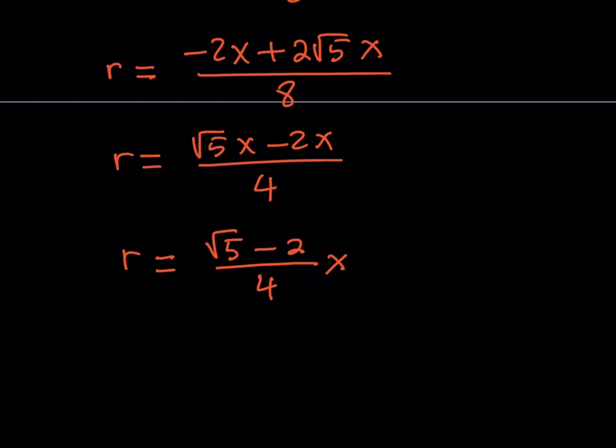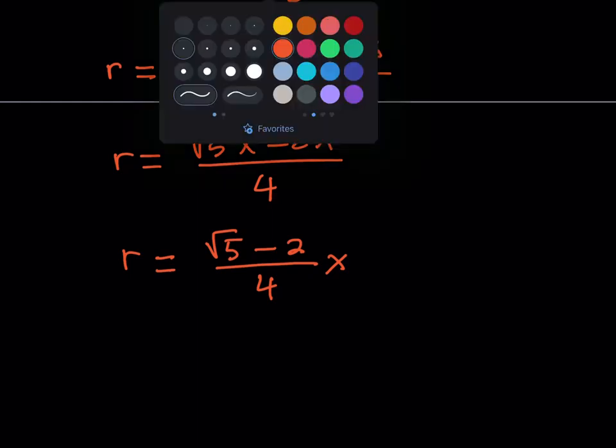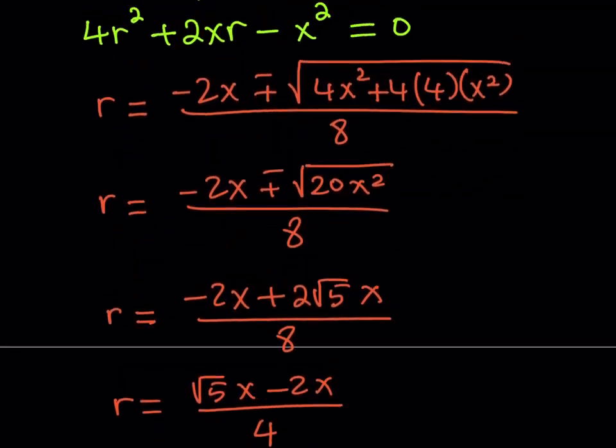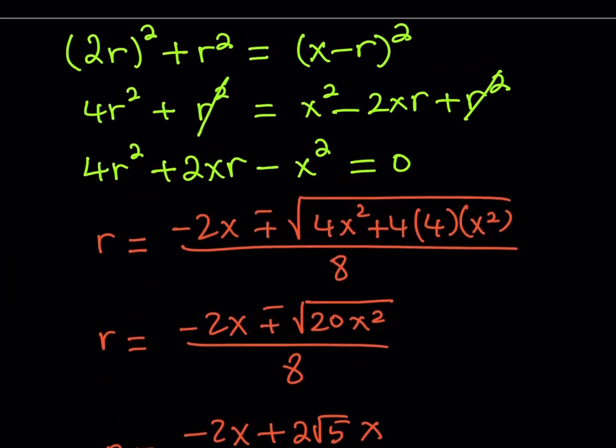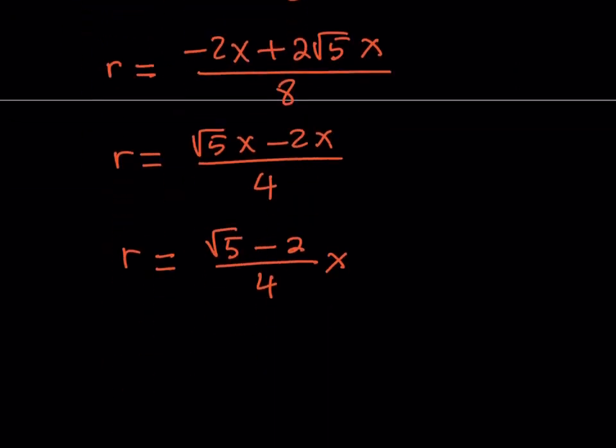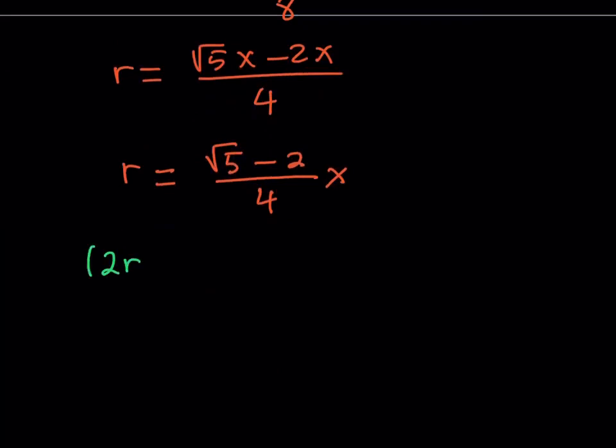But I want to say something else. Before we finish, I'd like to give you another perspective, right? Isn't that going to be cool? Well, if you remember, we did get an equation here, right? (2r) squared plus r squared is equal to (x minus r) squared. So let's go ahead and take that equation and write it down here. (2r) squared plus r squared is equal to (x minus r) squared.